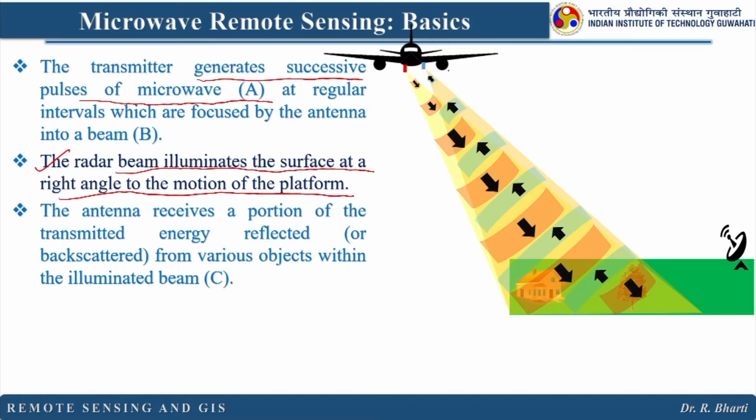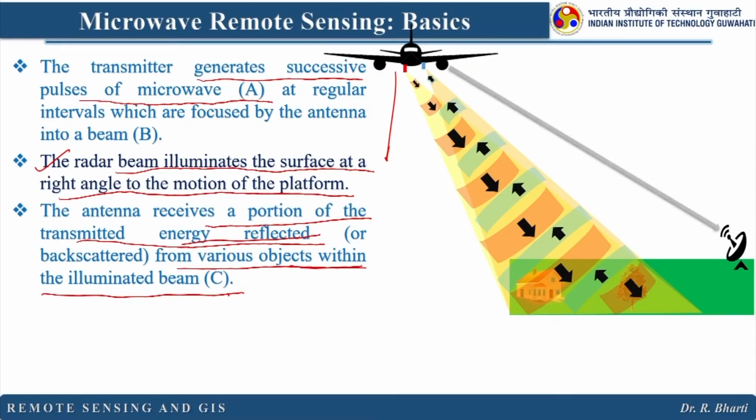So this is the movement direction in this case. I cannot draw the third direction, so this is actually for the visualization. The antenna receives a portion of the transmitted energy reflected from various objects within the illuminated beam C. So here the transmitted energy is A, focused by the antenna into a beam, that is B, and then C is the energy reflected or backscattered from various objects.